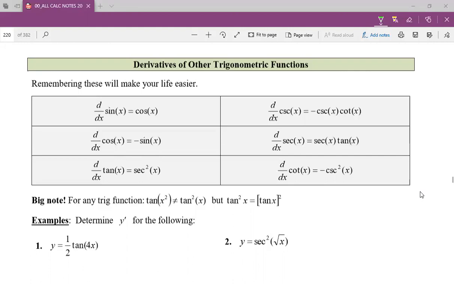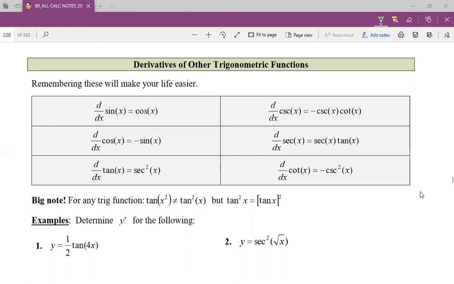First one, sine, of course, we saw the other day. The derivative of sine is cos. The derivative of cosine is negative sine, but our new ones that we're going to use: the derivative of tangent is secant squared. The derivative of cosecant is negative cosecant cotangent. The derivative of secant is secant tangent, and the derivative of cotangent is negative cosecant squared. So here's a list of all 6 of these.